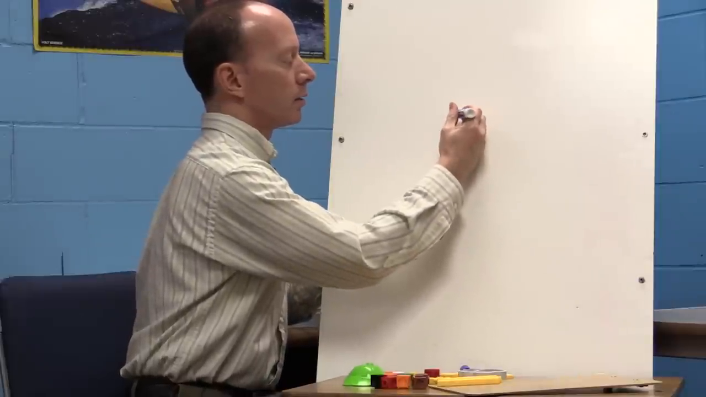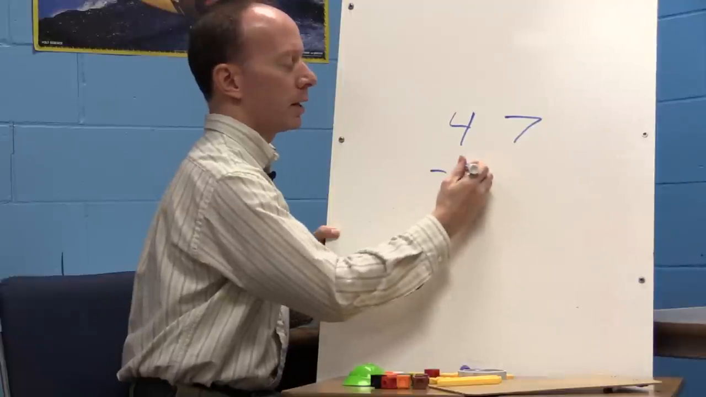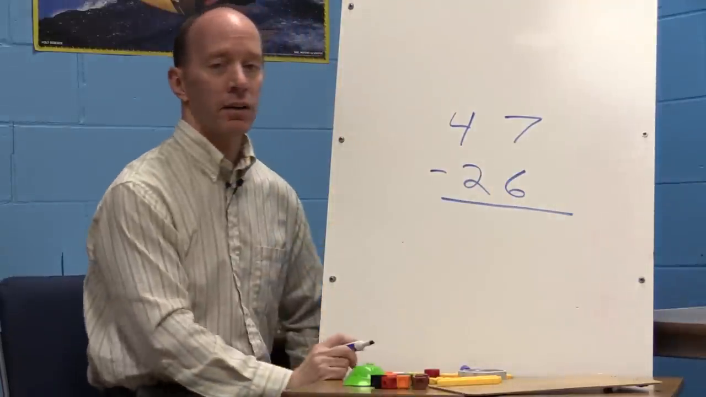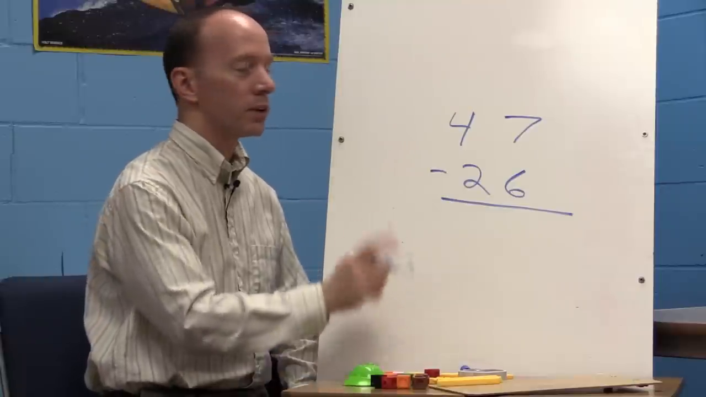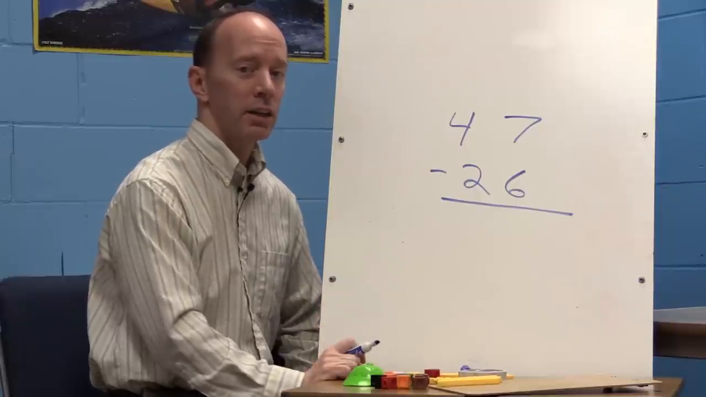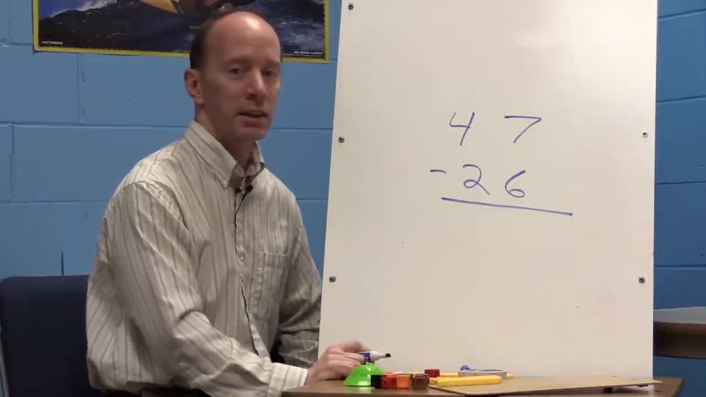And we have 47 minus 26. Okay, remember what I told you. First, you need to subtract the ones. Second, you need to see if you need to regroup. And third, you subtract the tens.